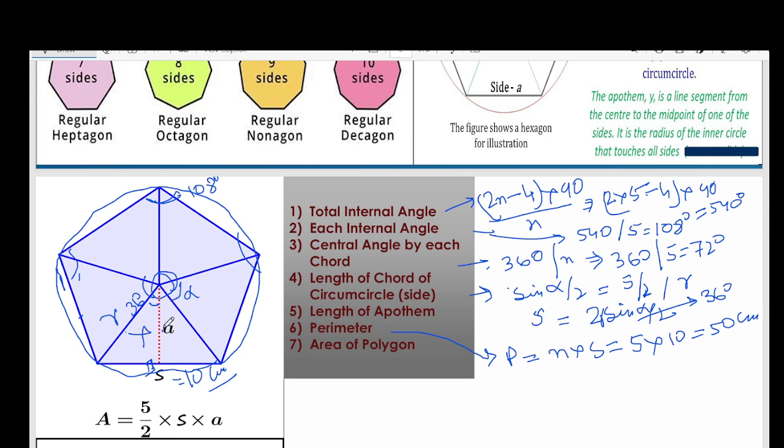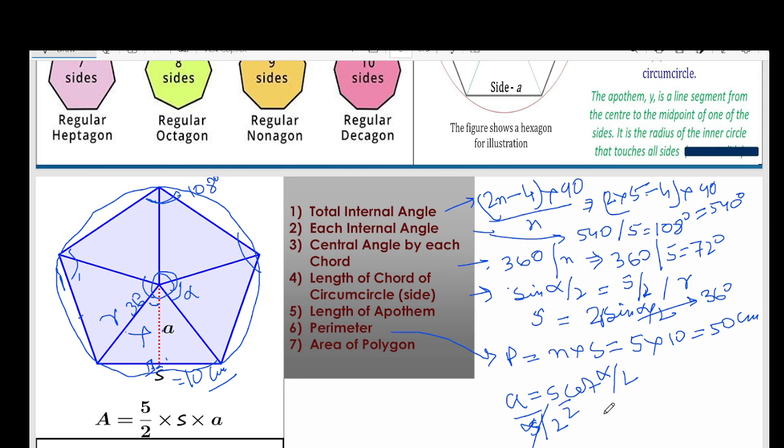Apothem means the value of this line from the center to the midpoint. Okay, this is called apothem. What will be the value? You take the right triangle here. What will be the value? It will be base upon perpendicular, s by 2 equal to cot alpha by 2. Okay, so ultimately, s by 2 cot alpha by 2 will be the apothem.